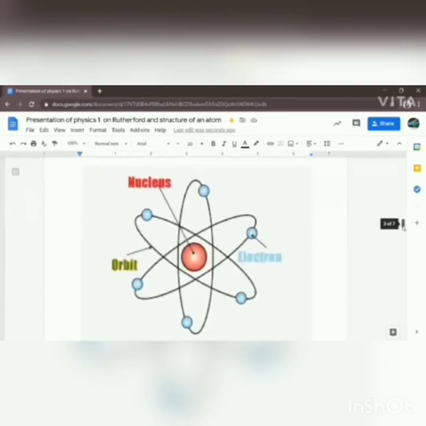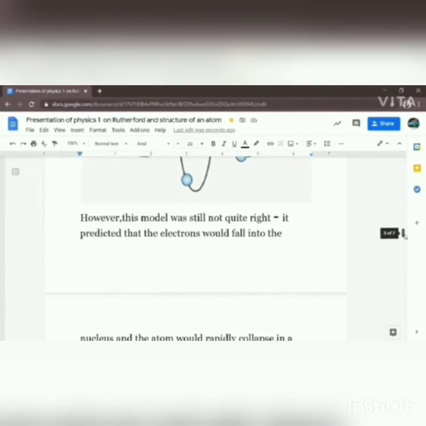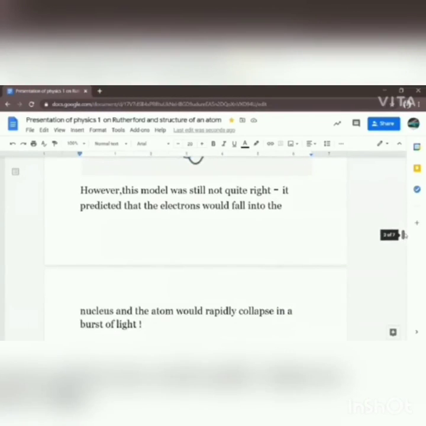He described a planetary model of the atom in which the electrons orbited the central nucleus like planets orbit the sun. However, the model is still not quite right. It predicted that the electrons would fall into the nucleus and the atom would rapidly collapse in a burst of light.